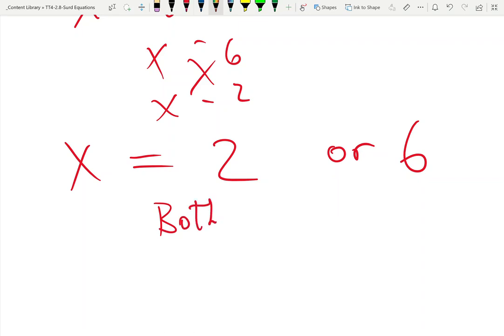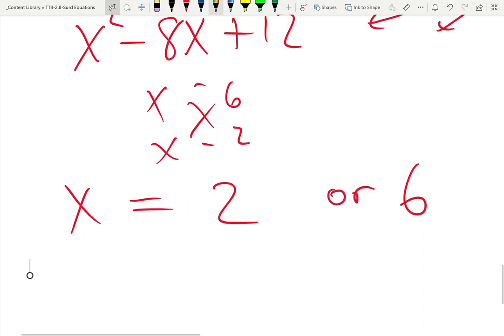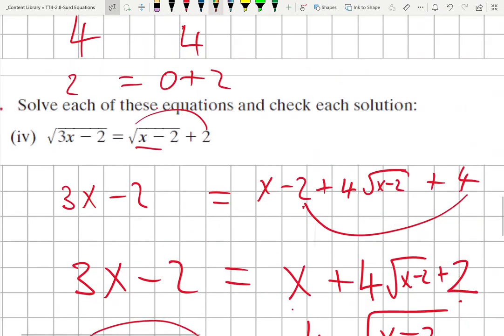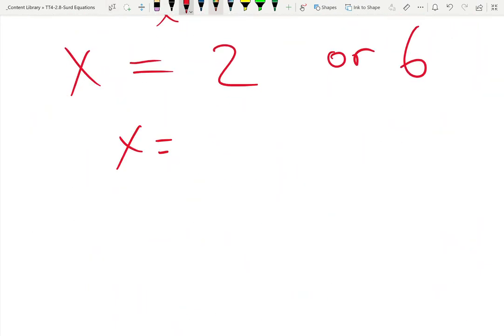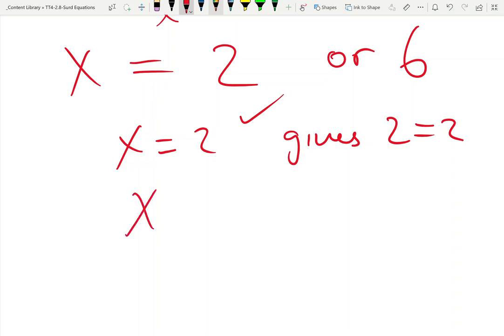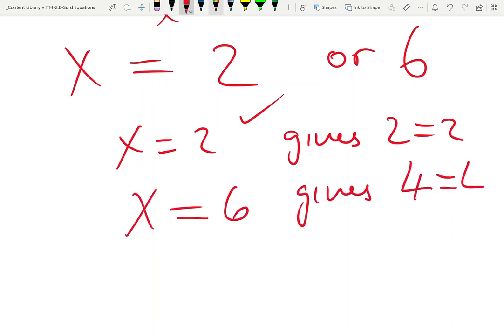You might want to be saying that there. Was it just what I got there on both of them? 2 equals 2, 4 equals 4. X equals 2 gives 2 equals 2, verified. X equals 6 gives 4 equals 4, which is true, and it's verified. Doesn't matter, whatever you write there, that's good enough. Page down.